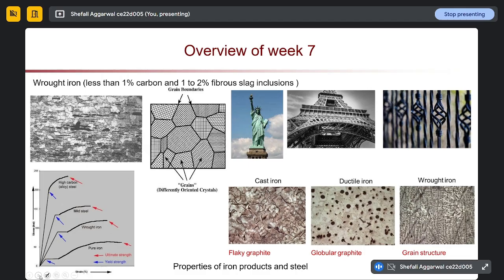The other type of iron which we get from our iron ore is wrought iron. This is the type of microstructure we have for wrought iron. What is happening here in this case? We are getting different grains. So we have grains and grain boundaries.